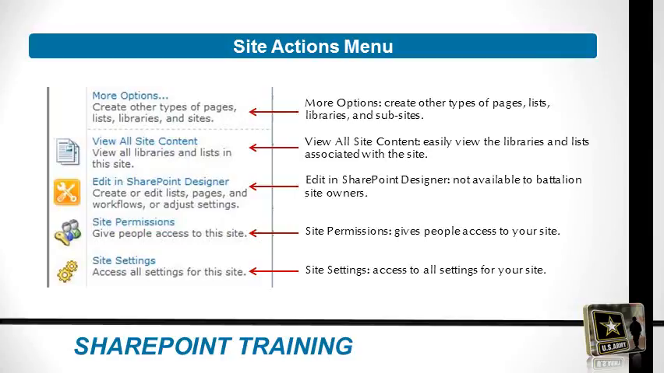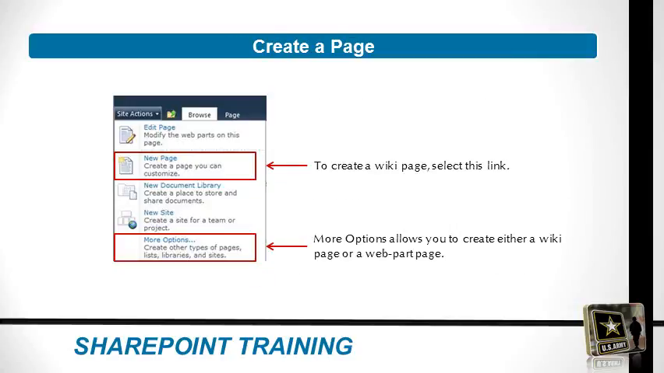Now, let's create a new page for your collaboration site. If you know you want to create a wiki page, use the New Page link in the Site Actions menu. If you want to create a web part page, use the More Options link. Note, you can also create a wiki page from the More Options link. So in this demonstration, we will use the More Options link.